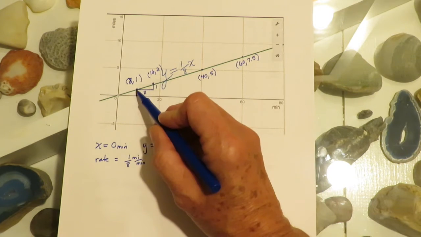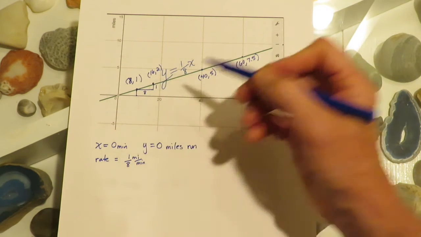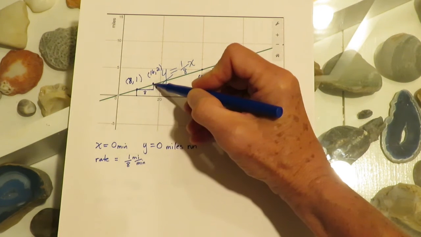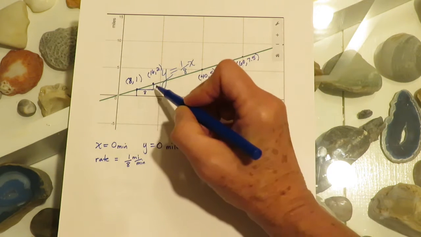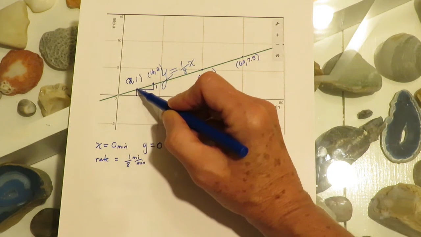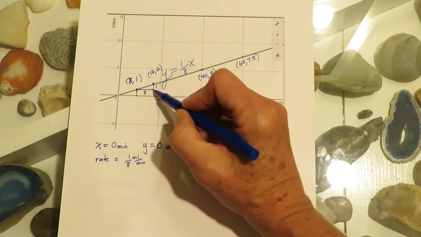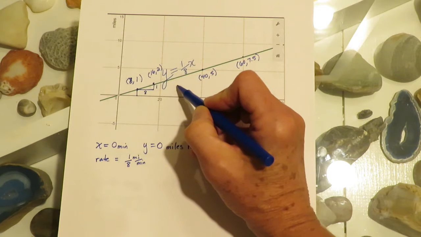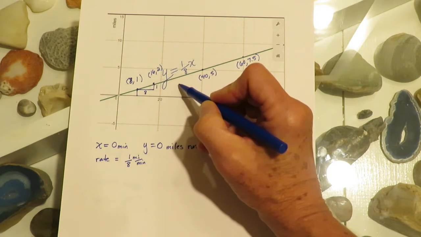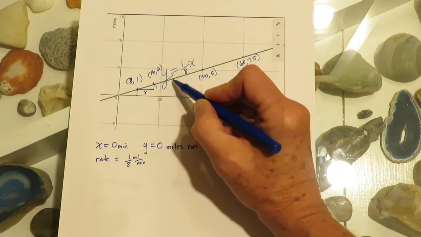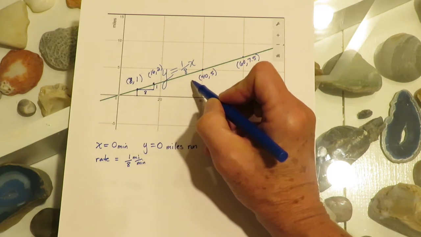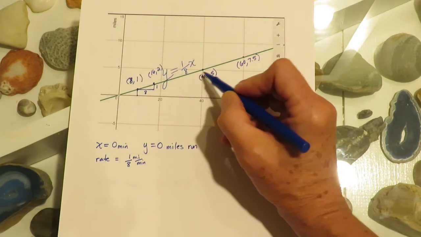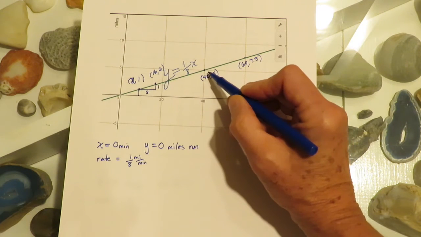So every time I run 8 minutes, 8 minutes is my input, okay? So every time I run 8 minutes, I increase my distance by 1 mile. So if I run 8 minutes, I've gone 1 mile. If I run 8 more minutes for 16 minutes, I've gone 2 miles. If I run 8 more minutes for 24 minutes, my distance is 3 miles. If I run 8 more minutes, or 32 minutes total, my distance is 4 miles. And if I've run 40 minutes, I've gone a total distance of 5 miles.